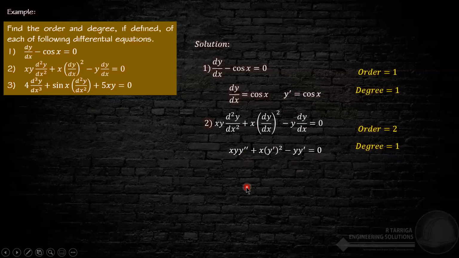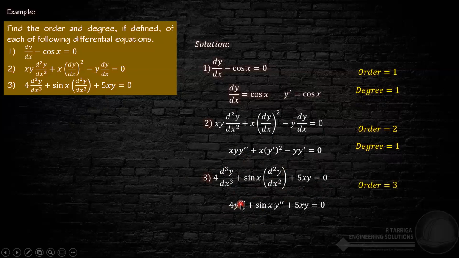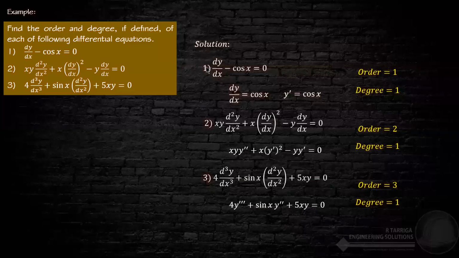So for the third example, that would be 4 d cubed y dx cubed plus sine x d squared y dx squared plus 5xy is equal to 0. So simplifying, kana siya. And syempre, if you will observe, yung y triple prime is the highest order. So the order is 3 and wala siyang exponent, so therefore the degree is still 1. Okay? So that's it. Okay.